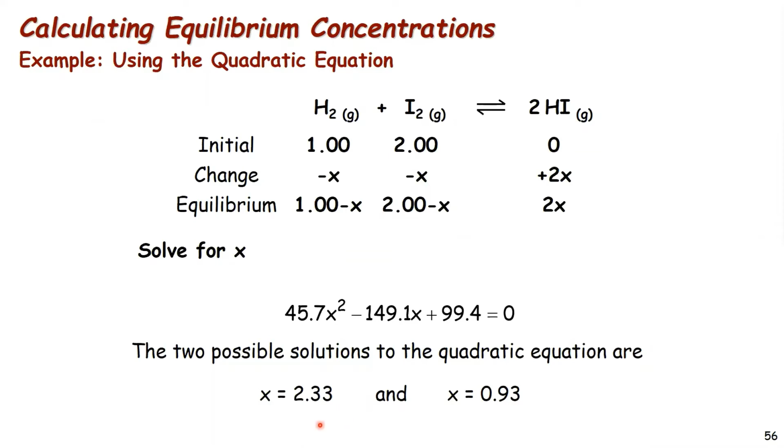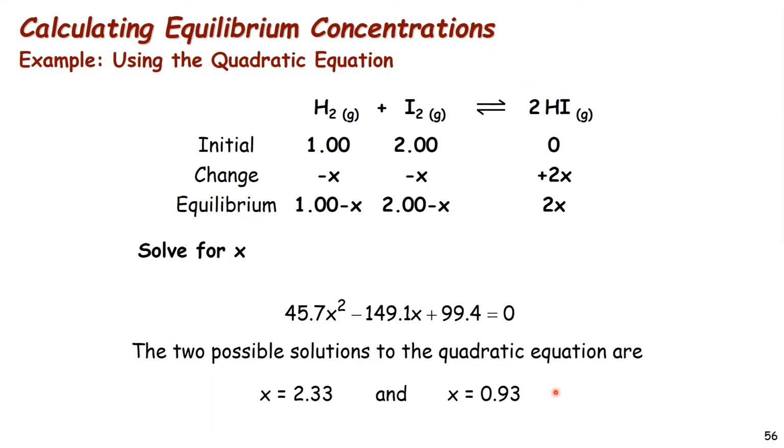Okay, so we got two values of X, 2.33 and 0.93. X can be positive or negative. If X is positive, it means the reaction was going in the forward direction. And if X is negative, it means your reaction's going in the reverse, right? If X was negative, it means the HI was decomposing into H2 and I2. However, the concentrations always have to be positive. You can't have a negative concentration, okay?